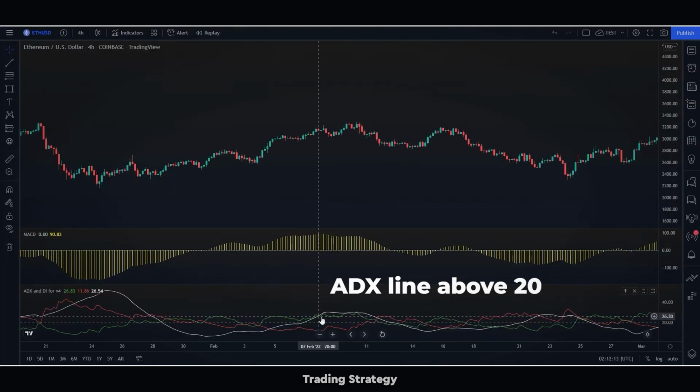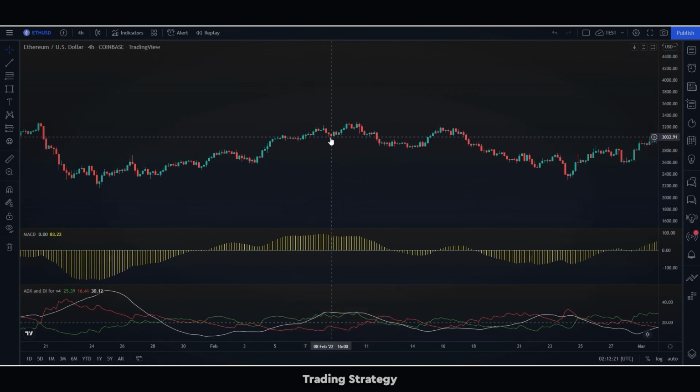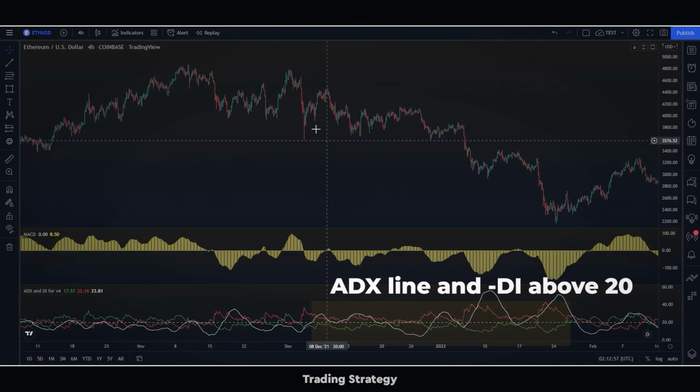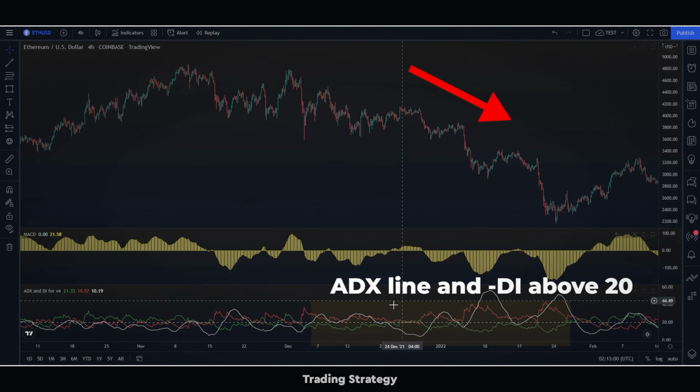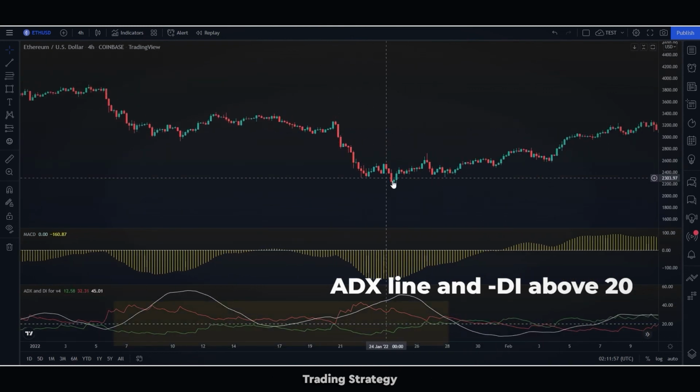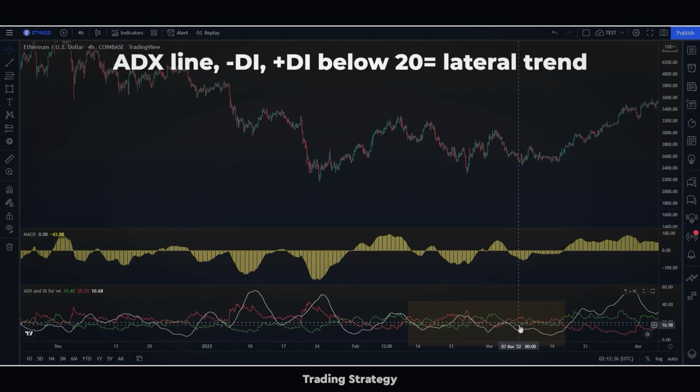The ADX line indicates the strength of the current trend. If it is above the value of 20, the current strength is starting or has already started. The +DI line indicates the strength of the uptrend. If it is above the value of 20, this trend is strong. And the last line, the -DI, indicates the strength of the downtrend. If it is greater than 20, the downtrend is strong. A value below 20 would indicate that the trend is weak.